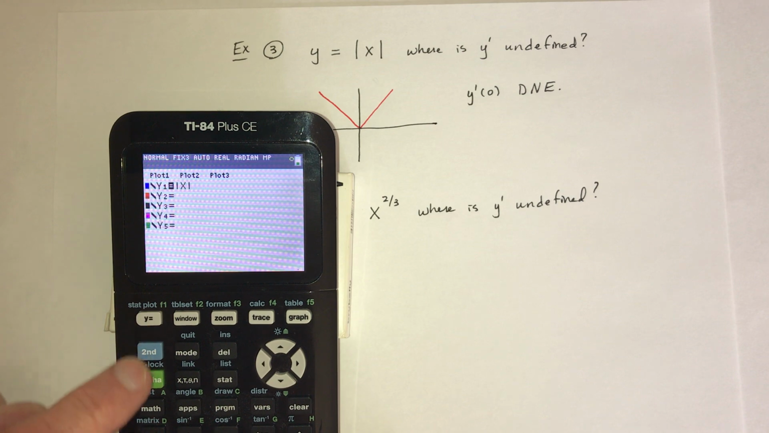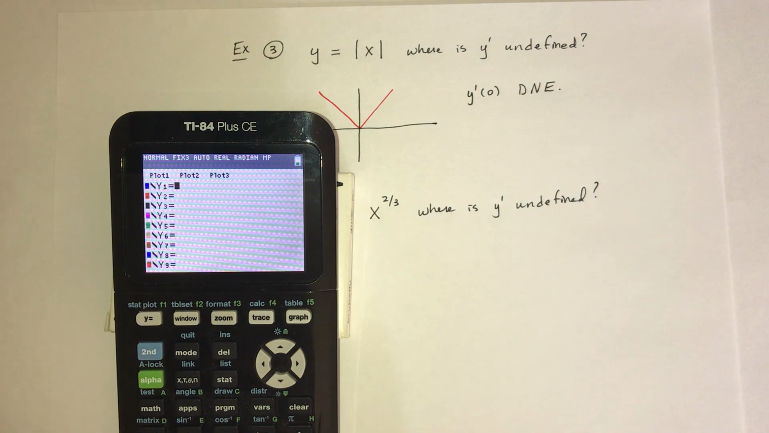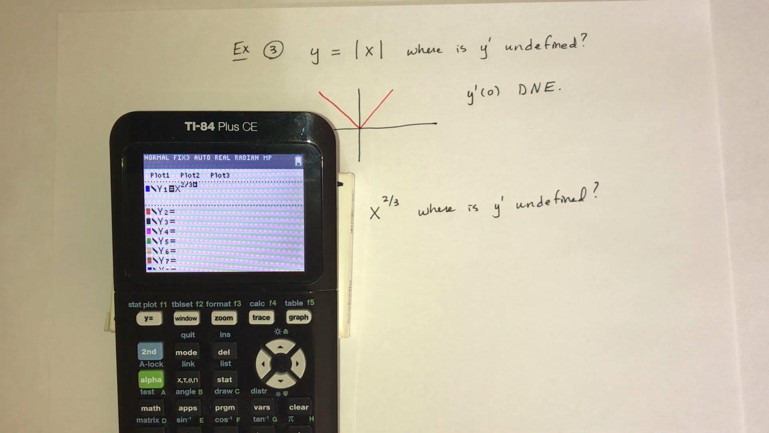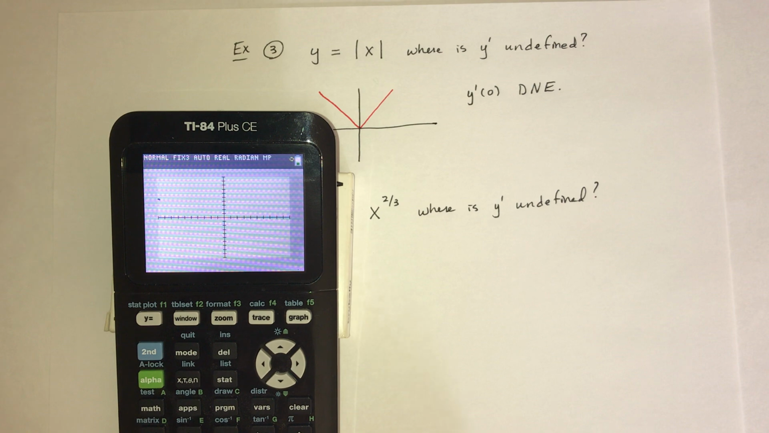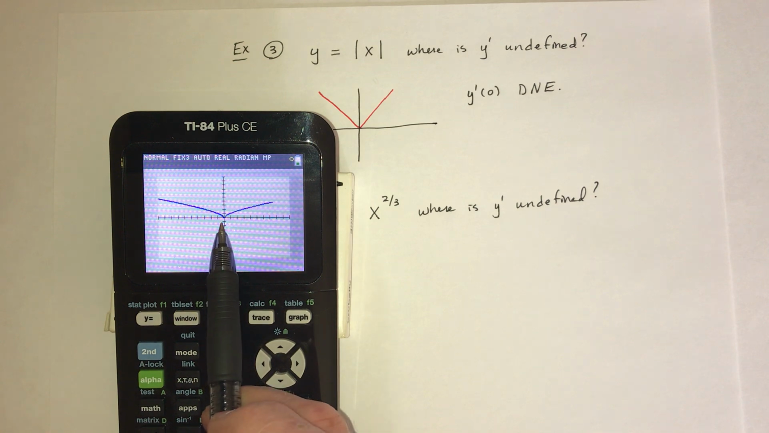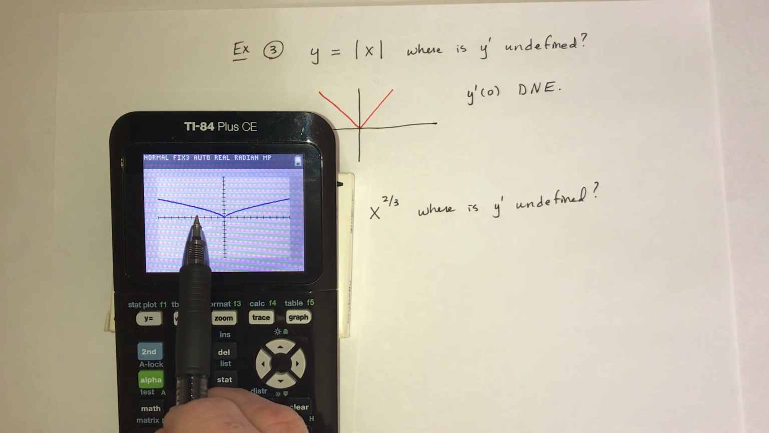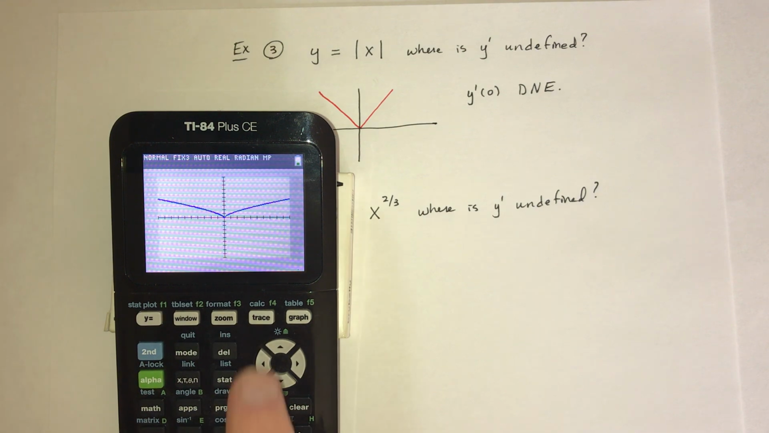So if you graph that one, let me clear out the old one, x is raised to the 2/3 power. And then zoom standard. At first, it looks like it's similar. So right there, it bounced off the x-axis. All of this is fine, fine, fine, but what's happening at the origin?